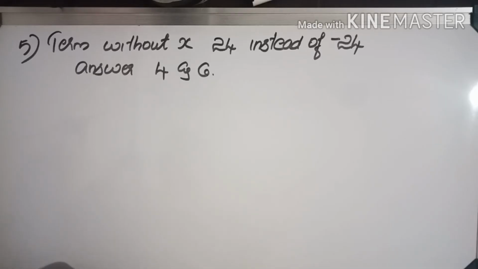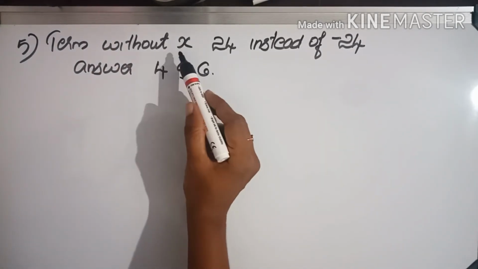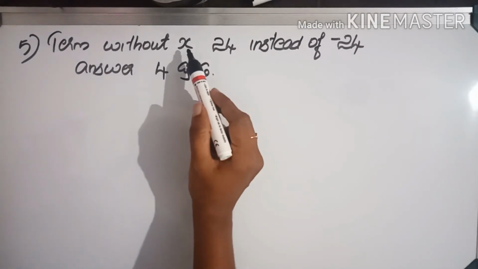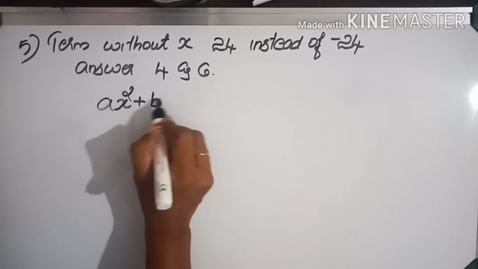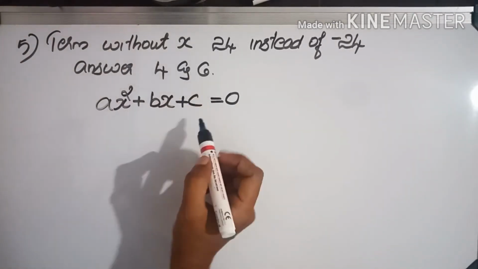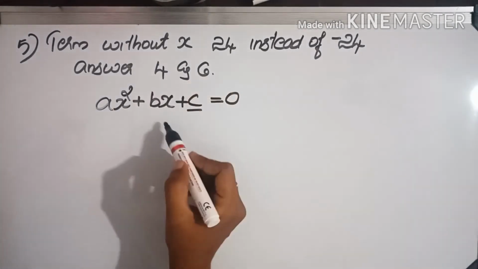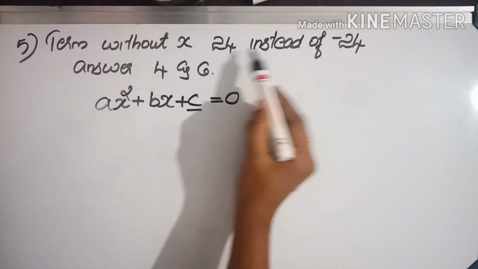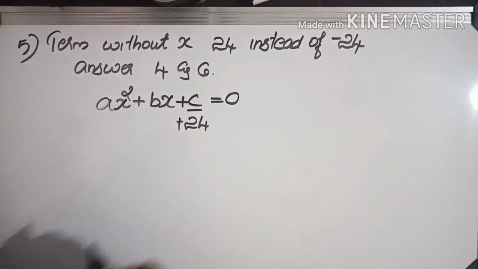Here, in order to solve the second degree equation, first of all we have to write the equation. At that time, when we write that equation, the term without x, so the general form is ax square plus bx plus c equal to 0. This term without x means the constant term. So here in this constant term, we wrote 24, but the actual number was minus 24. Here it was minus 24, but we wrote it as plus 24.